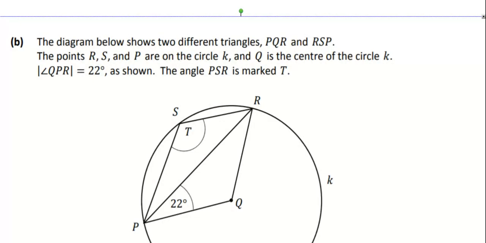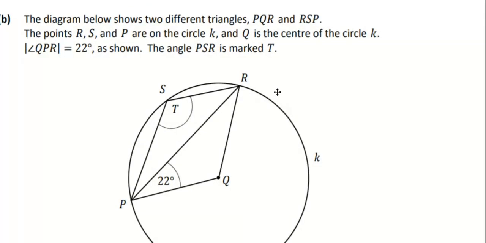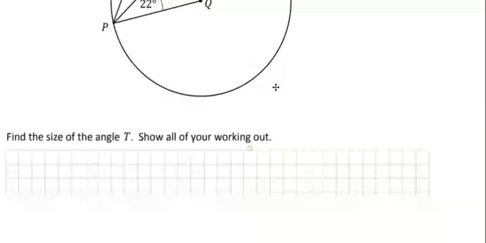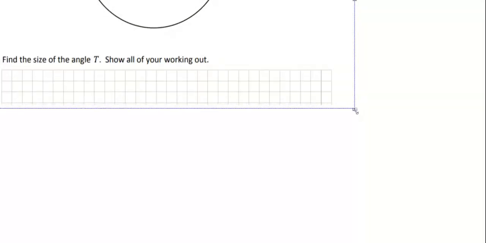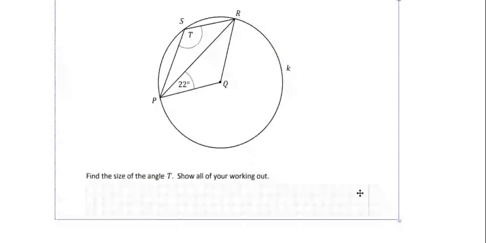Now, part B. The diagram below shows two different triangles, PQR and RSP. The points R, S, and P are on the circle K, and Q is the center of circle K. Angle QPR is 22 degrees as shown. The angle PSR is marked T. So what do we have to do? Find the size of the angle T, showing all your workings.